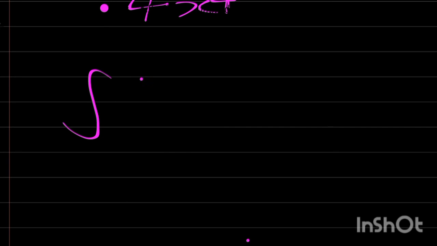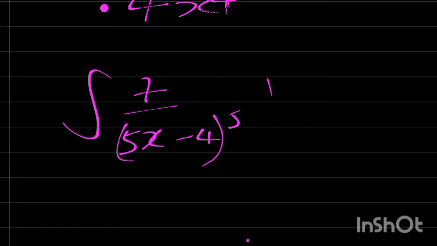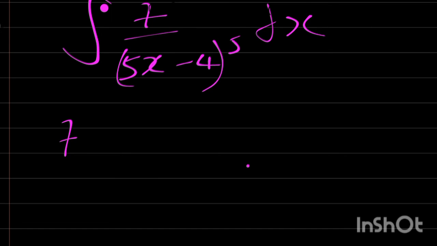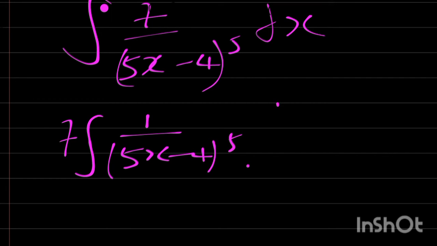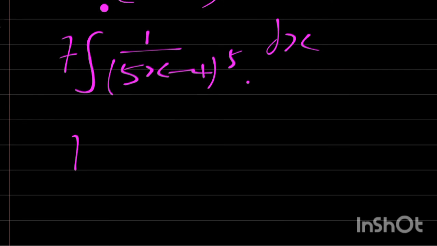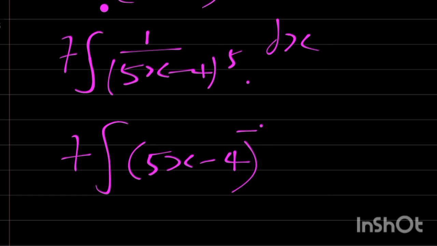Integration of 7 over 5x minus 4, everything raised to power 5, with respect to x. 7 outside, then integration of 1 over 5x minus 4, everything raised to power 5 here, with respect to x. Then this is 7 integration of 5x minus 4 raised to power minus 5 with respect to x.